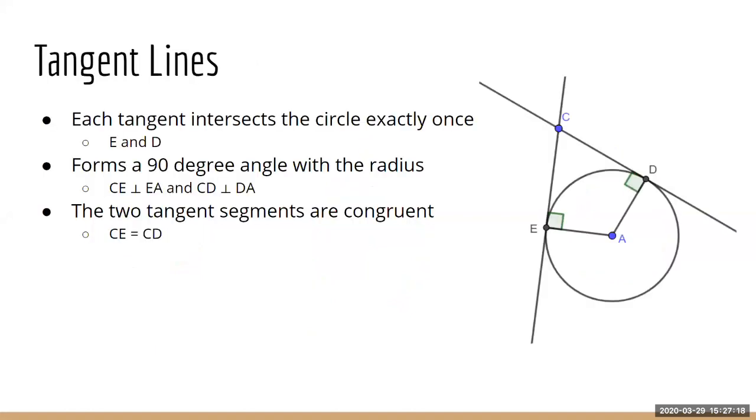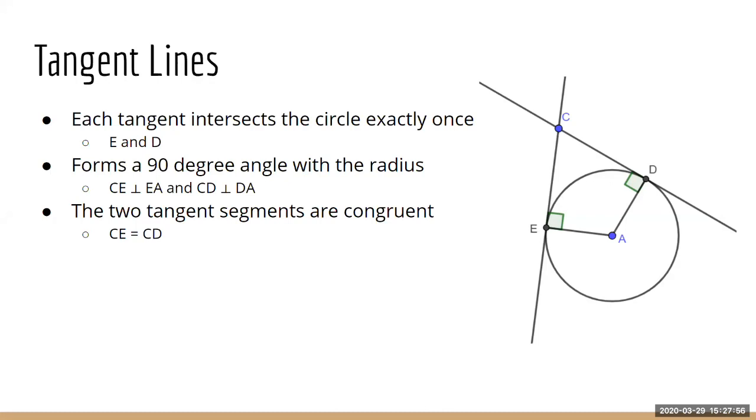So tangent lines. Now these are interesting. For every point outside the circle, let's say C, there are two tangent lines that intersect the circle. Each tangent intersects the circle exactly once. That's the definition of it. So in this case, CD intersects the circle at D, and CE intersects the circle once at E. And each forms a 90-degree angle with a radius. So that means that CD is perpendicular to DA, and CE is perpendicular to EA.